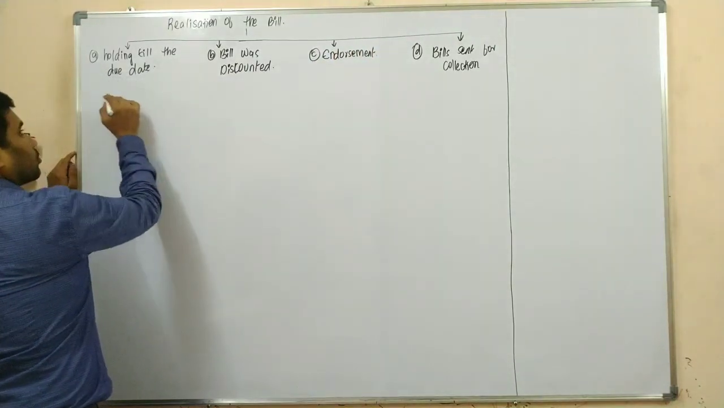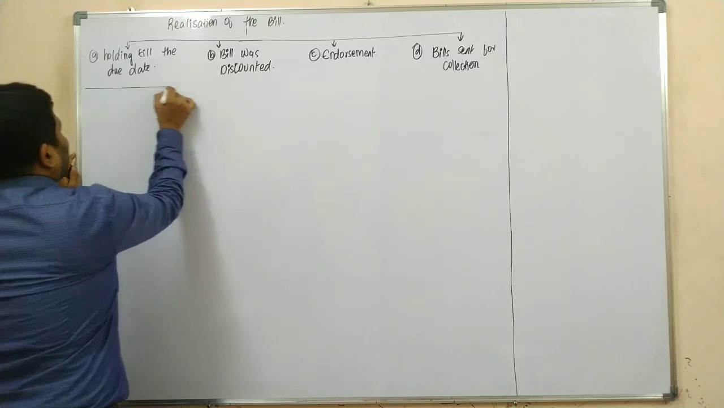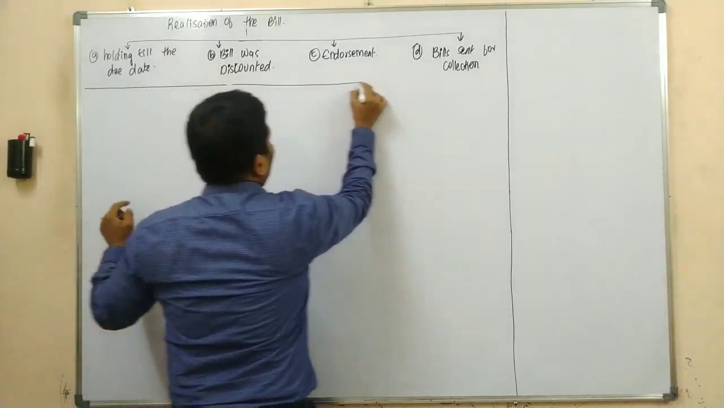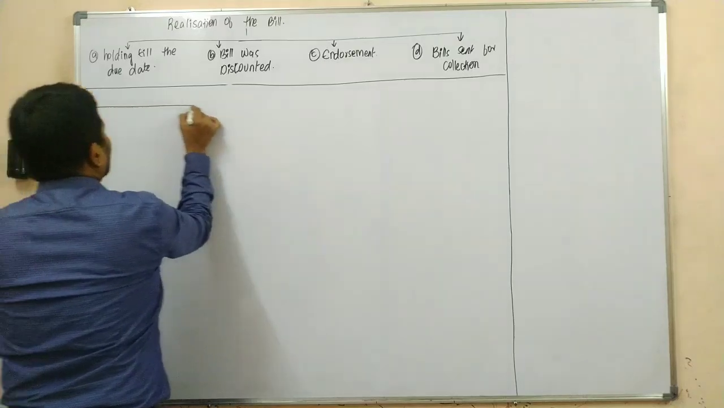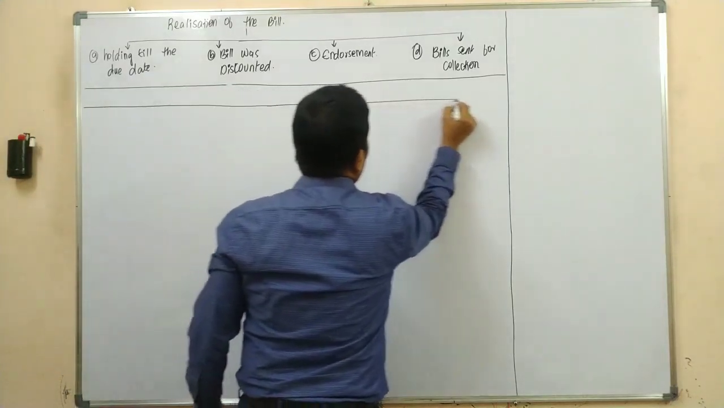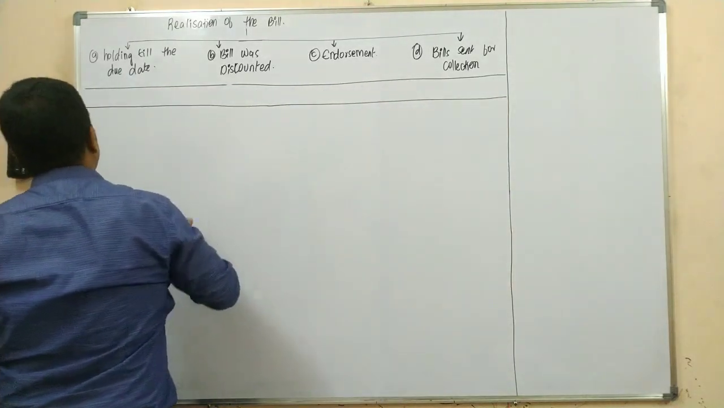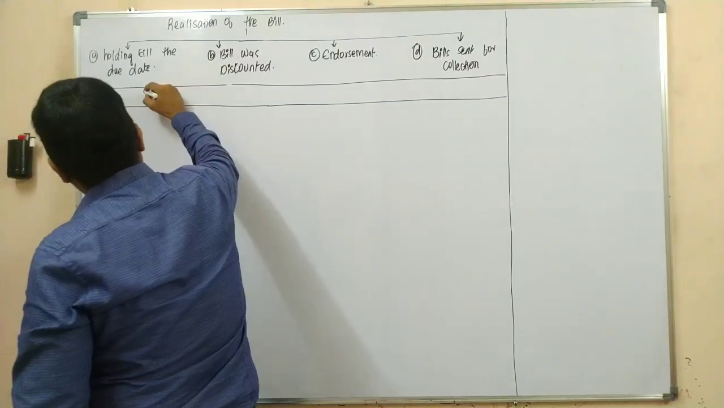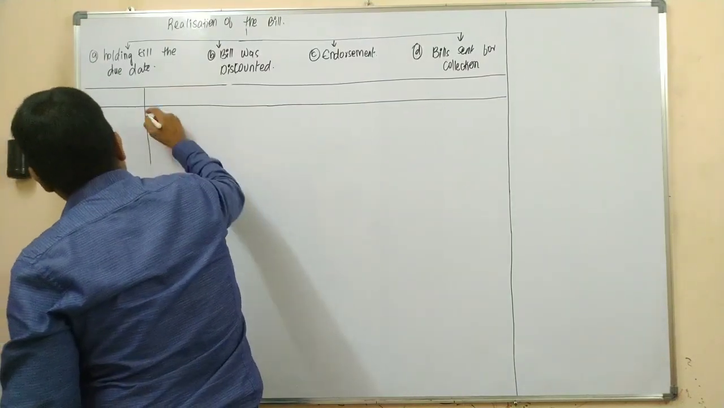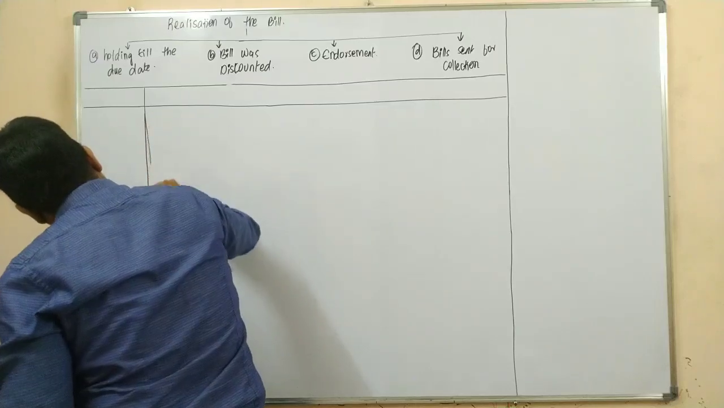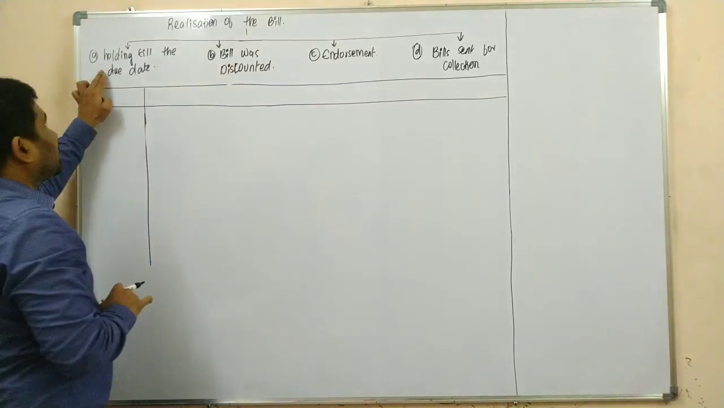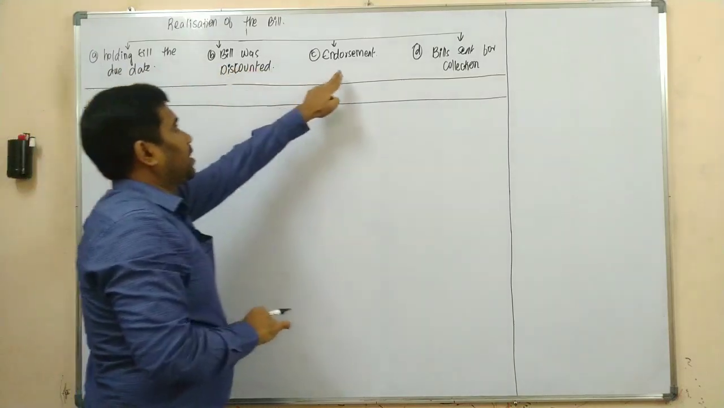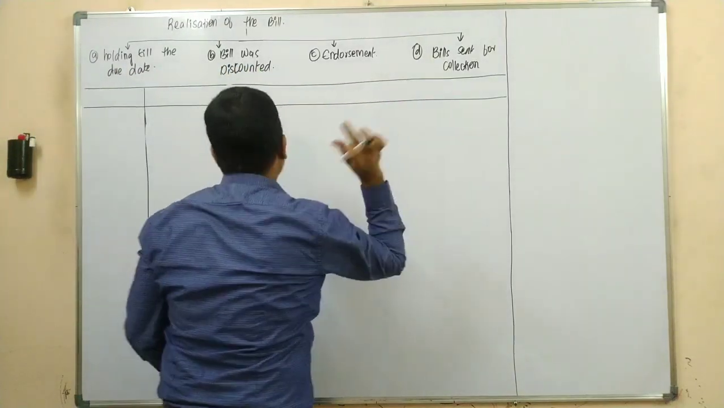So what we are supposed to do, sir? We are supposed to record the journal entries in the books of various parties, that is drawer and drawee. Yes or no? So the journal entries in the books of drawer and drawee in case of holding till the due date, bills discounted, endorsement and bill sent for collection.